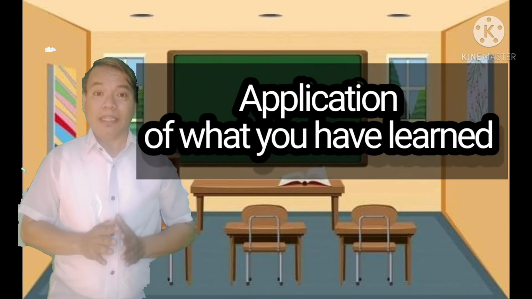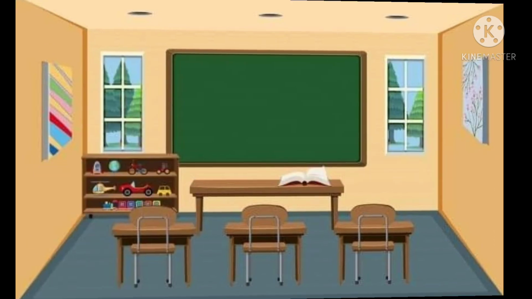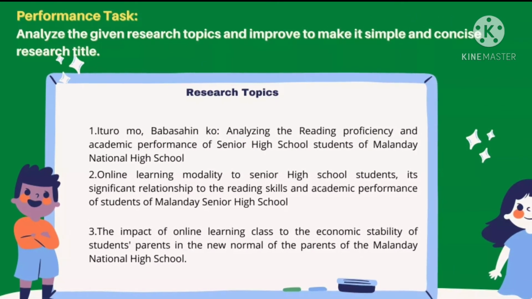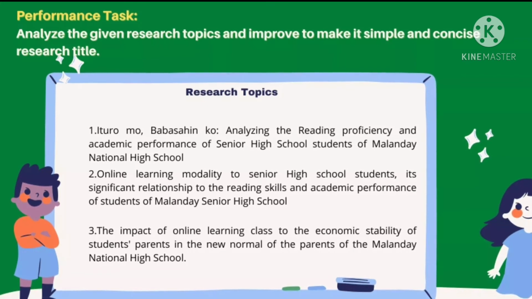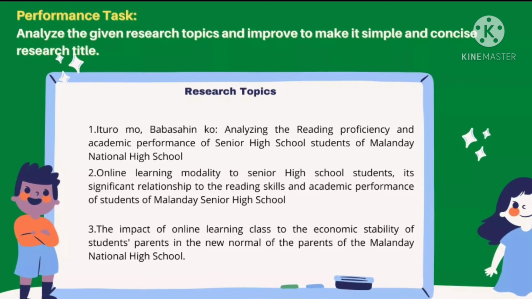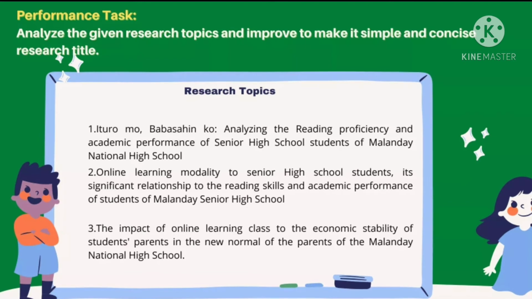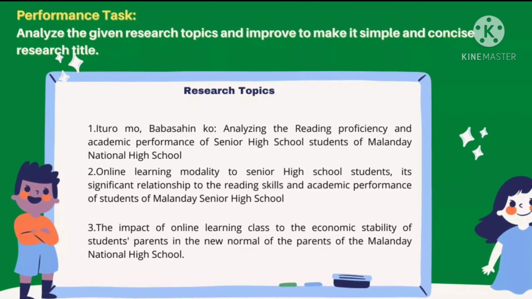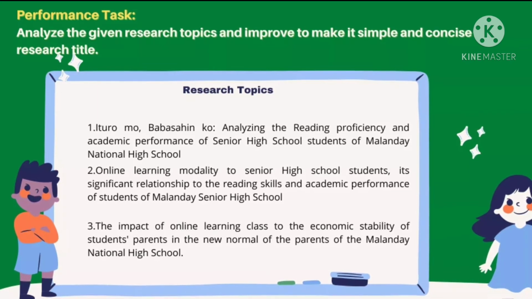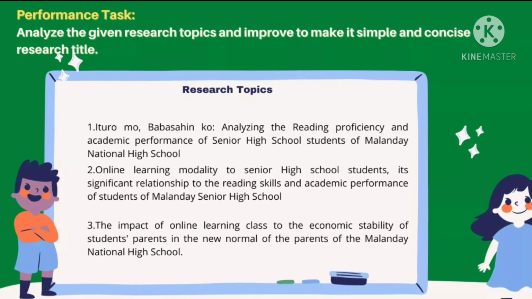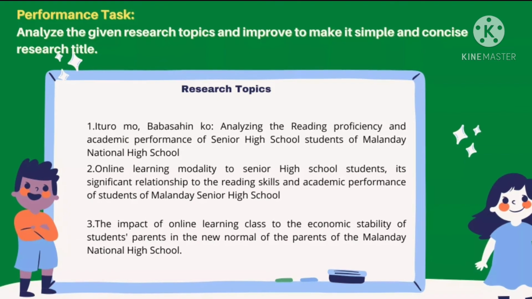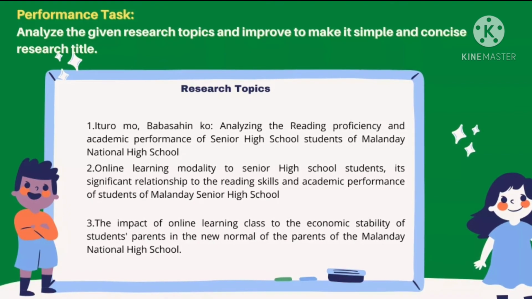Okay, this time, let's apply what you have learned in our lesson. Analyze the given research topics and improve them to make a simple and concise research title. Here are the research topics. Number one, ituro mo, babasahin ko. Analyzing the reading proficiency and academic performance of senior high school students of Malanday National High School. Number two, online learning modality to senior high school students. Its significant relationship to the reading skills and academic performance of students of Malanday Senior High School.